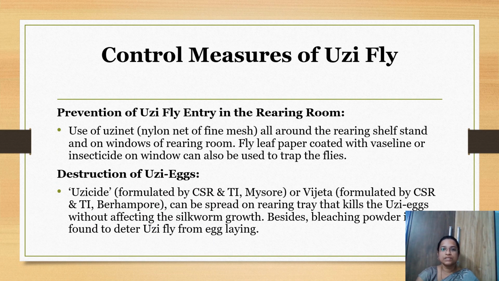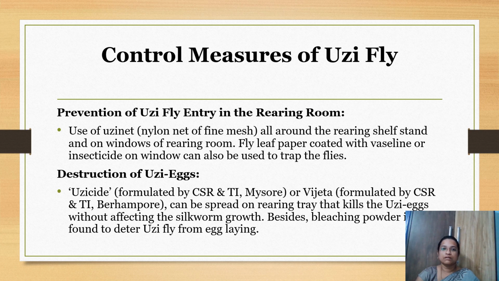The uzi fly infestation can be prevented or controlled by the following measures. First one is prevention of uzi fly entry into the rearing room. This can be done by the use of uzi net. The uzi net is nothing but a nylon net of fine mesh, and this can be used all around the rearing shelf stand and also on the windows of the rearing room. Or flypaper coated with Vaseline or insecticide on windows can also be used to trap the flies.